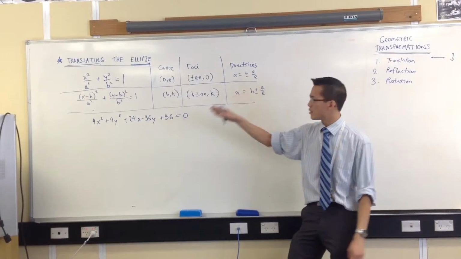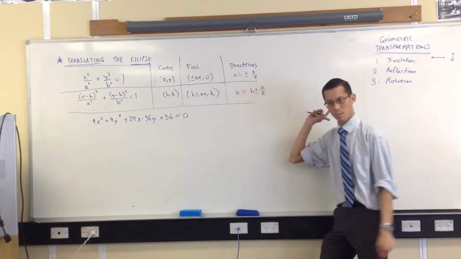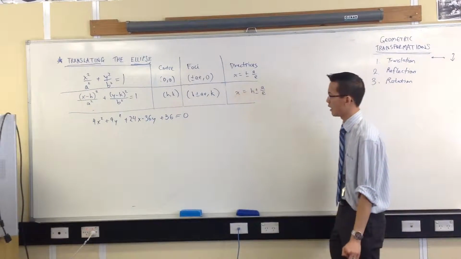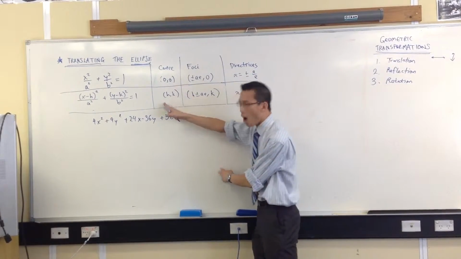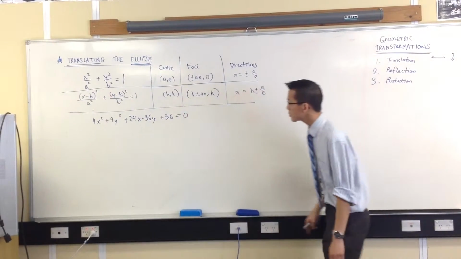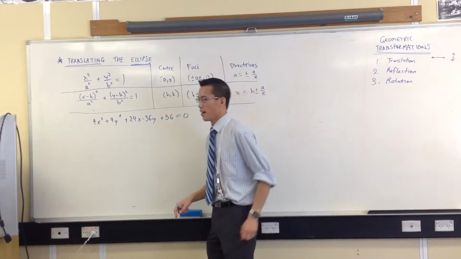So here is the equation of an ellipse. Our job is to find all of these. We're going to find all of the features: center, foci, directrices. Being that these are what we want to find, you can read them off if you can get it into this form. So how do we twist and turn this? What are you going to do?